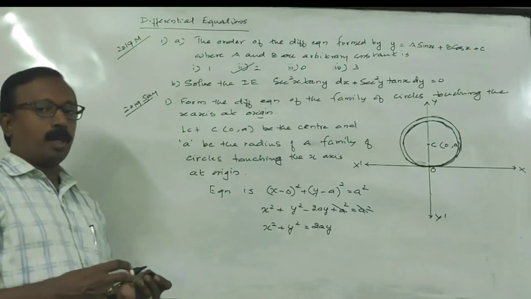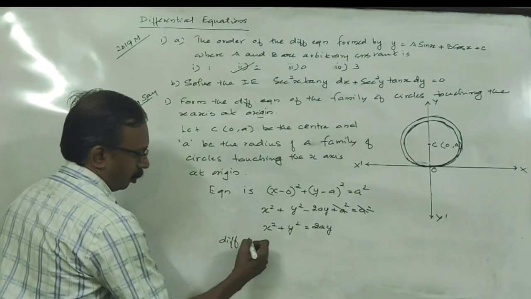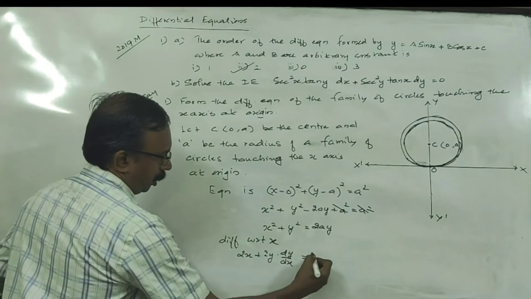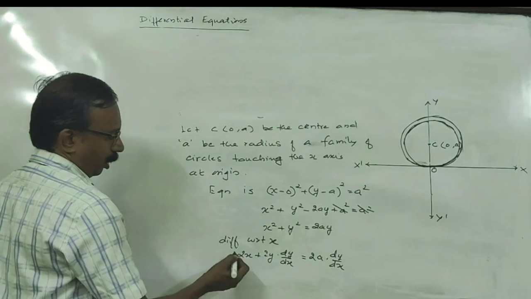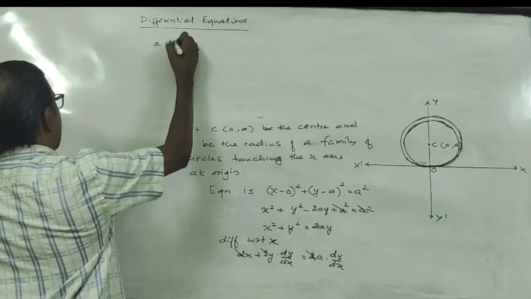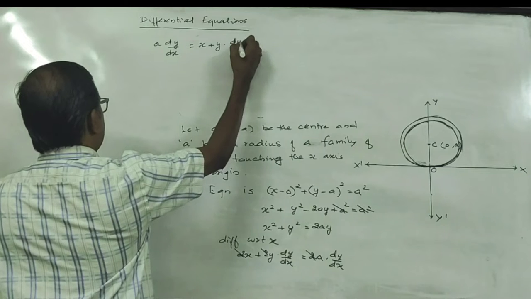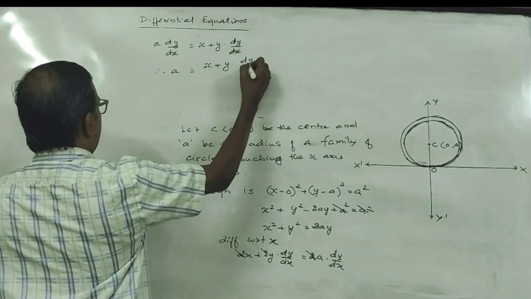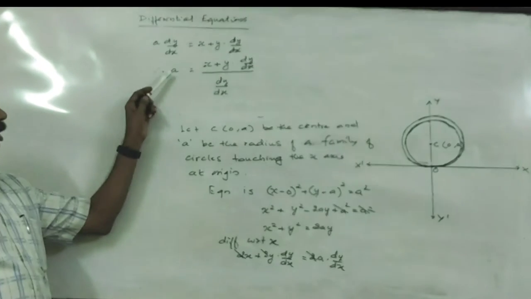Now differentiating, here we have only one arbitrary constant, so we have to differentiate only one time. Differentiating with respect to x, so 2x plus 2y into dy by dx is equal to 2a into dy by dx, isn't it? Now dividing by 2, here we can eliminate all 2's, and a dy by dx is equal to x plus y into dy by dx. From this we can find the value of the arbitrary constant: a is equal to x plus y into dy by dx, the whole divided by dy by dx, isn't it?